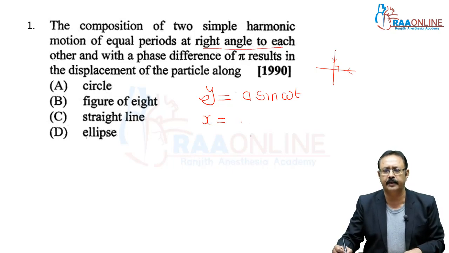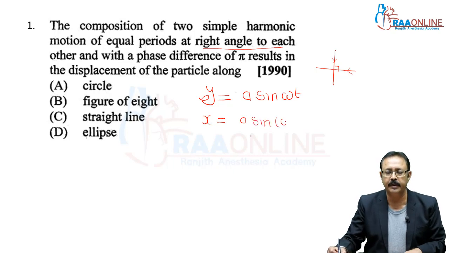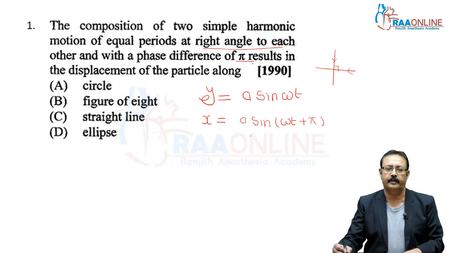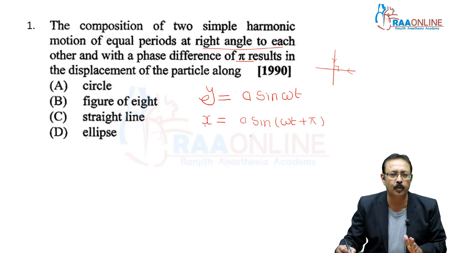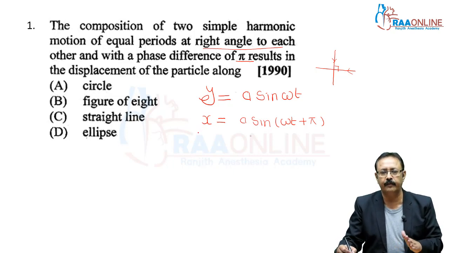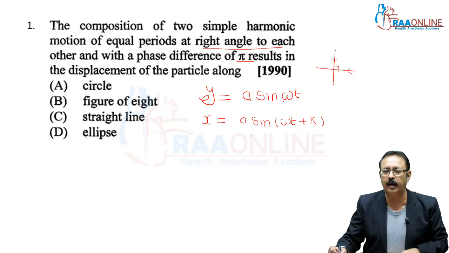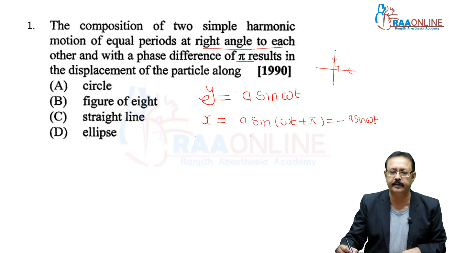One more condition is there: with a phase difference of pi, it means omega t plus pi. The second condition is fulfilled. Now we want to calculate the locus of the particle where they reach together. It means we have to eliminate omega t. You know that sine of 180 plus theta is minus sine theta. So we are getting minus a sine omega t. To eliminate omega t, put the value of sine omega t from the first equation into the second.